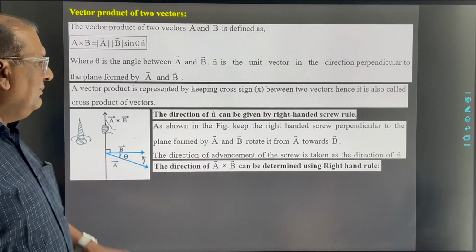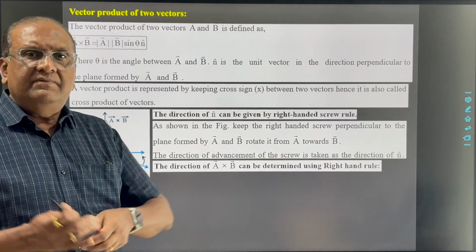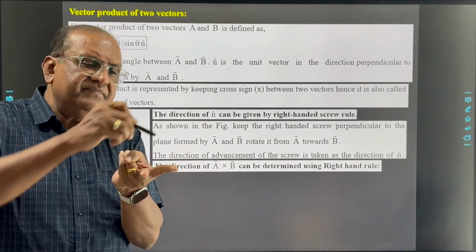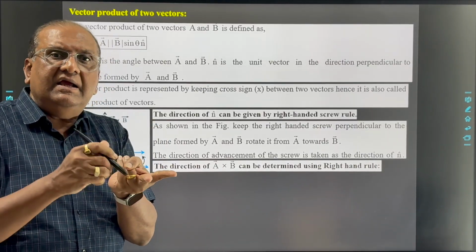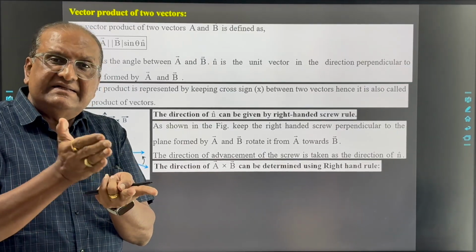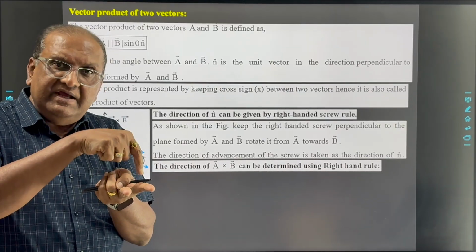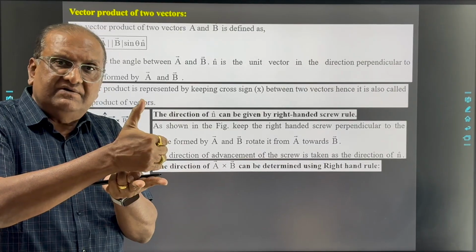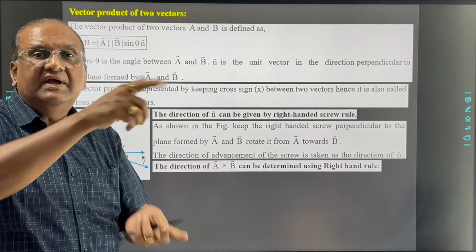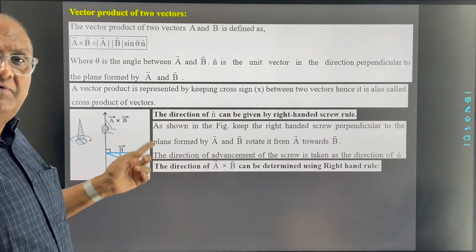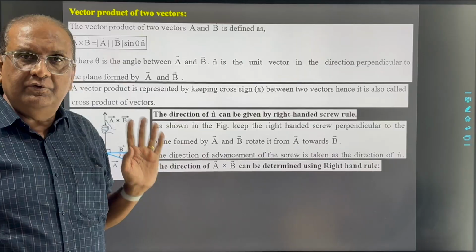Now see how we can apply this right hand rule or right hand thumb rule. Suppose these are our vectors A and B. Then in the plane of vectors A and B, we have to encircle our fingers from A to B, because we want A cross B. Then the direction of the stretched thumb will give you the direction of the resultant of vector A cross vector B. Clear to all of you?